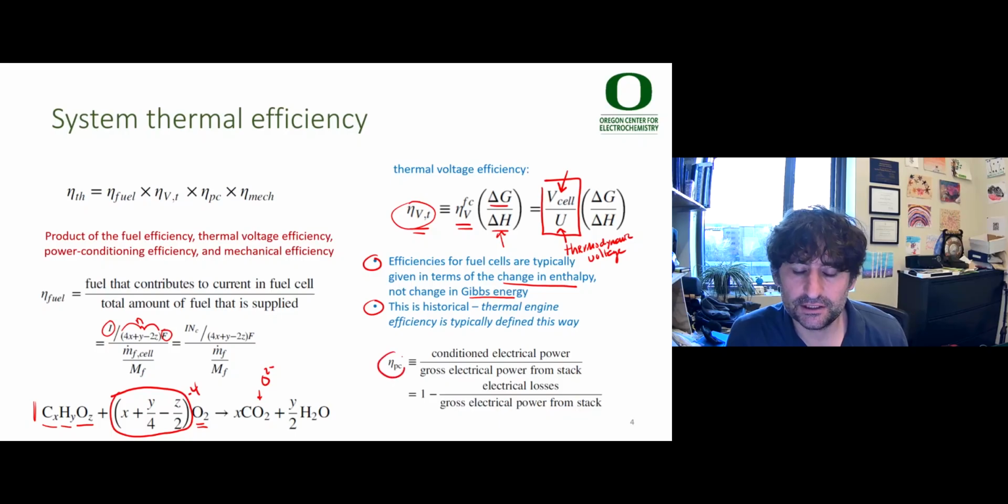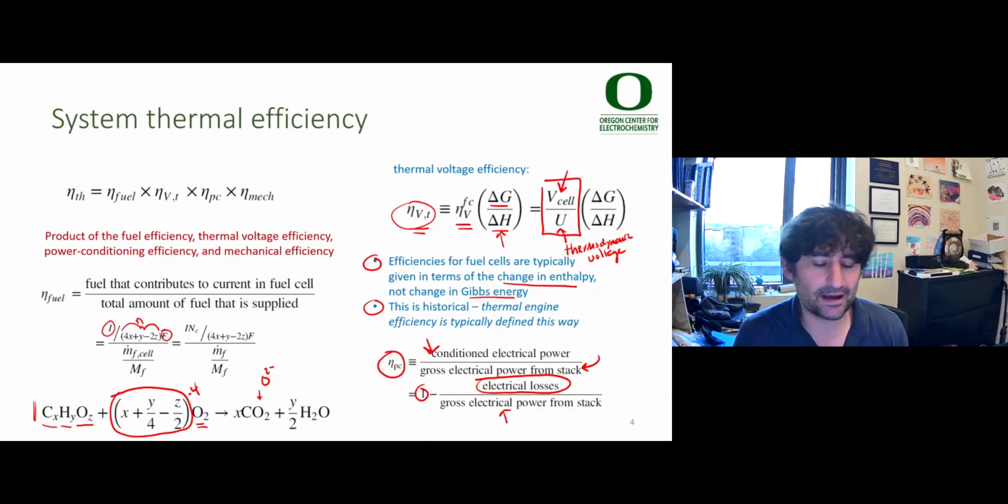Now the power conditioning electronics, we can calculate their efficiency. Again, the conditioned electrical power divided by the gross electrical power from the stack. Or another way to write that is just 1 minus the electrical losses divided by the total power from the stack, or 1 minus the fraction of electricity lost due to power conversion.